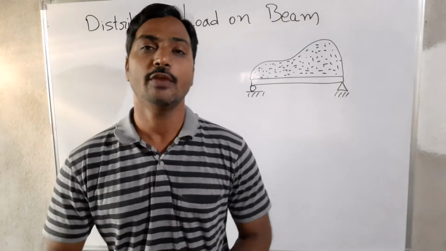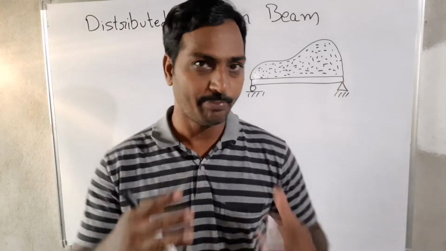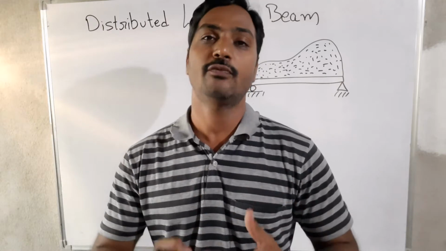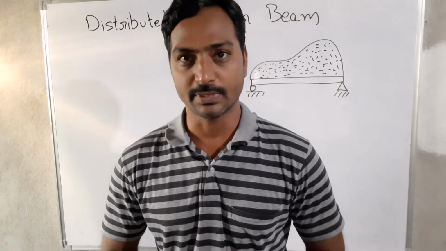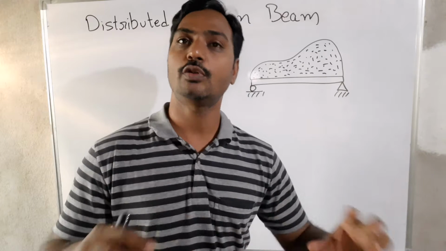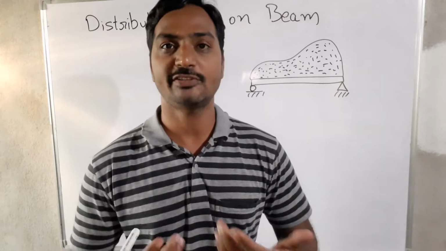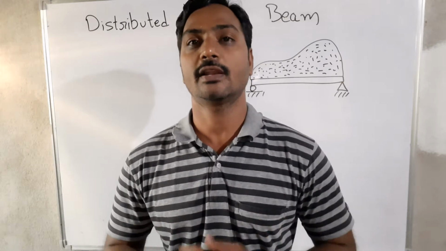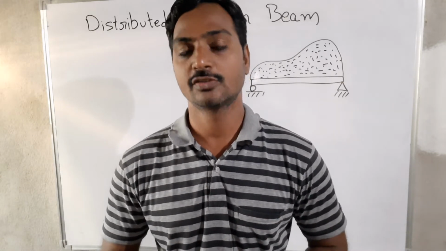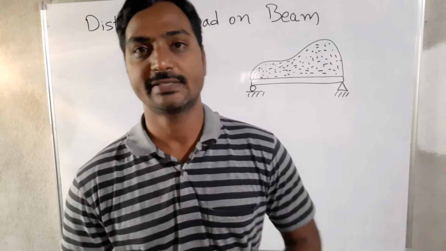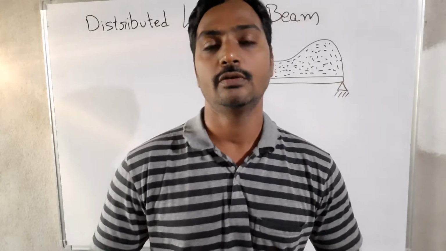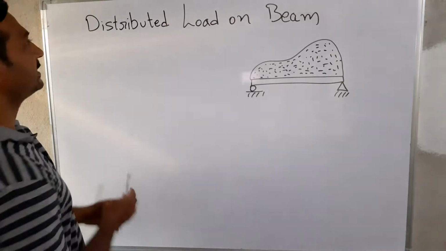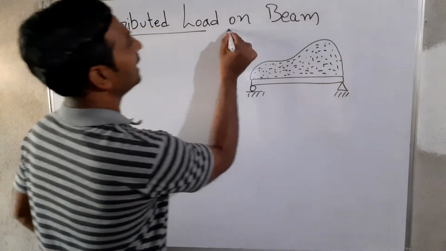Now we can see that if a distributed load is acting on a beam, how we can convert and simplify it for mathematical analysis purposes. As we know, the distributed load exists in its own nature, but it's very difficult to do further engineering analysis on it. So now we can see how we are going to convert it into a simplified diagram. The heading is the distributed load on a beam.